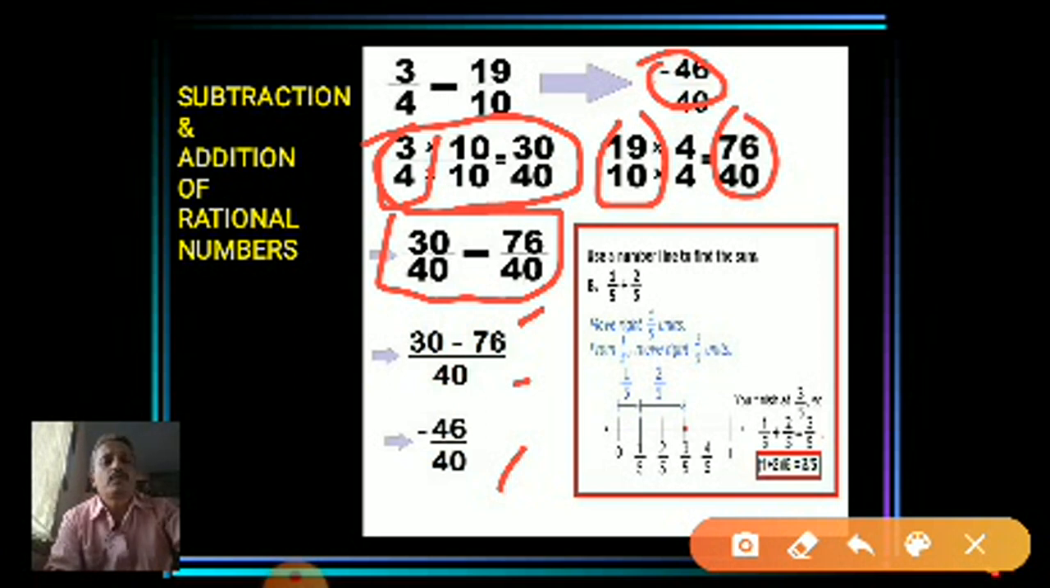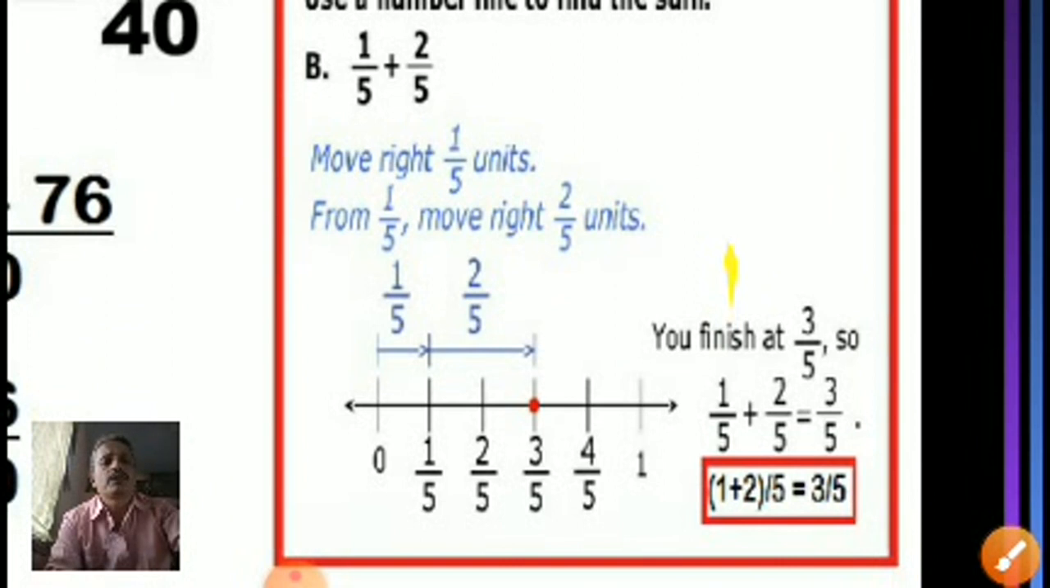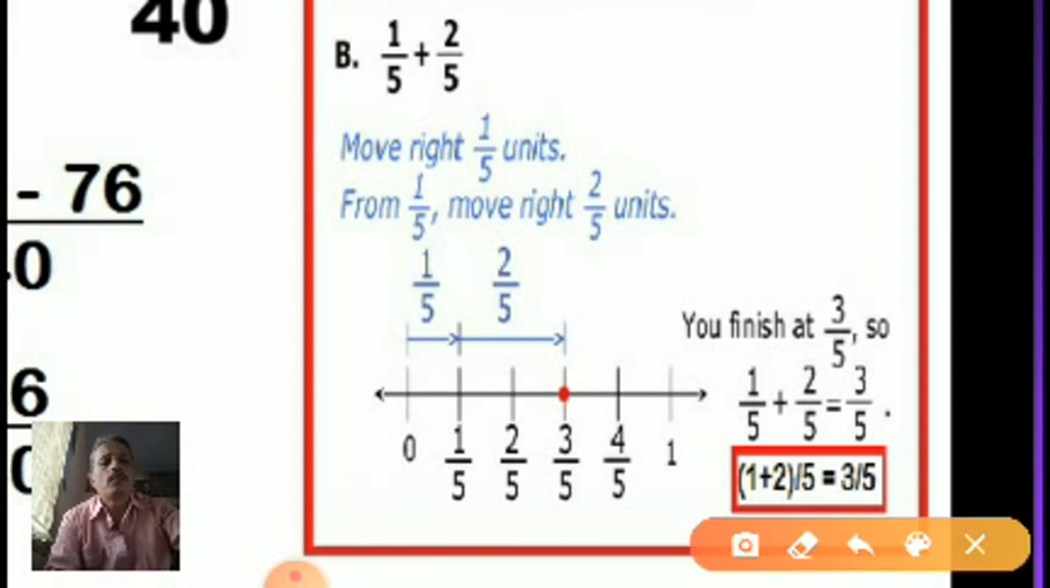Now check it for addition. You may be confused about how to do the addition. 1 upon 5 plus 2 upon 5. Now move right side 1 unit. On the number line also we can represent these things. And how to get the answer? Plus and minus are given here. See, 1 upon 5 plus 2 upon 5.